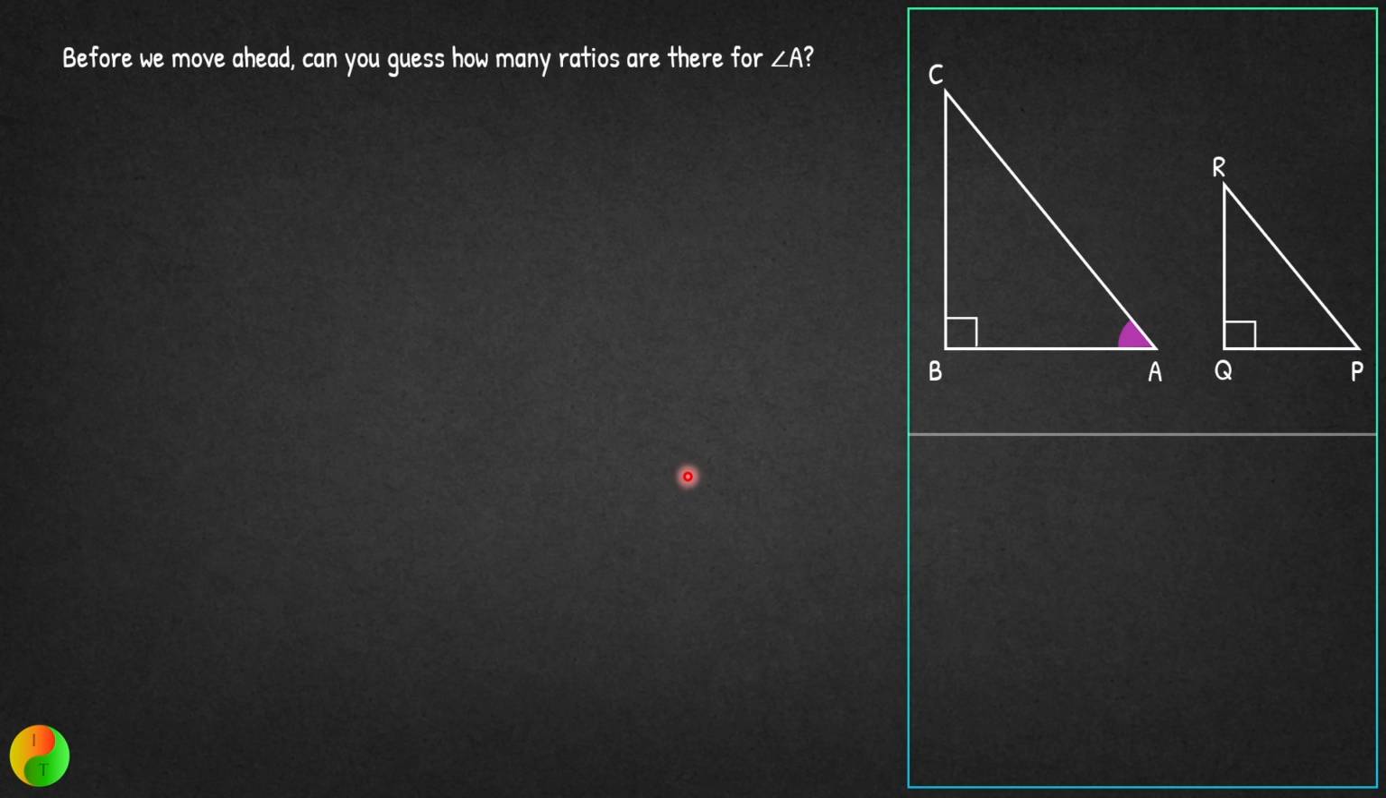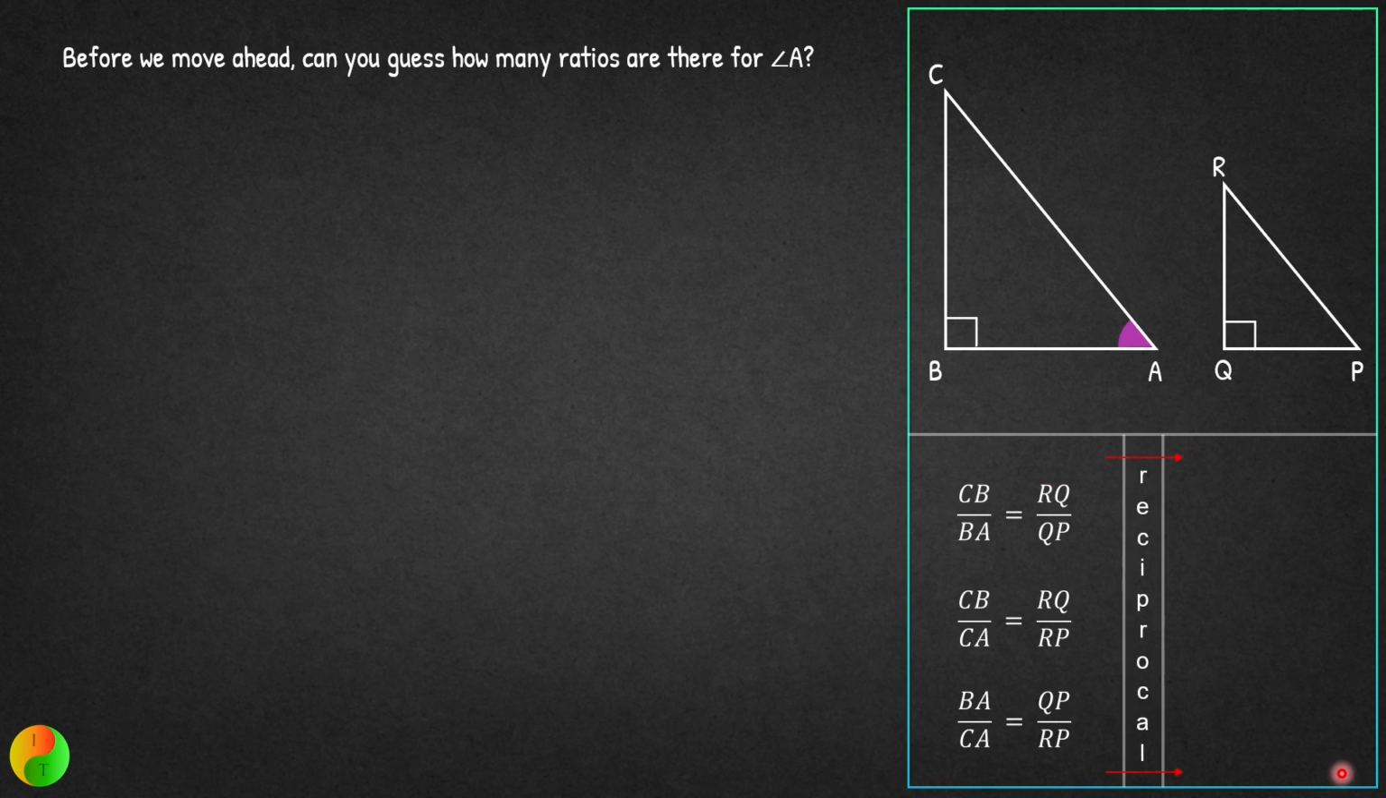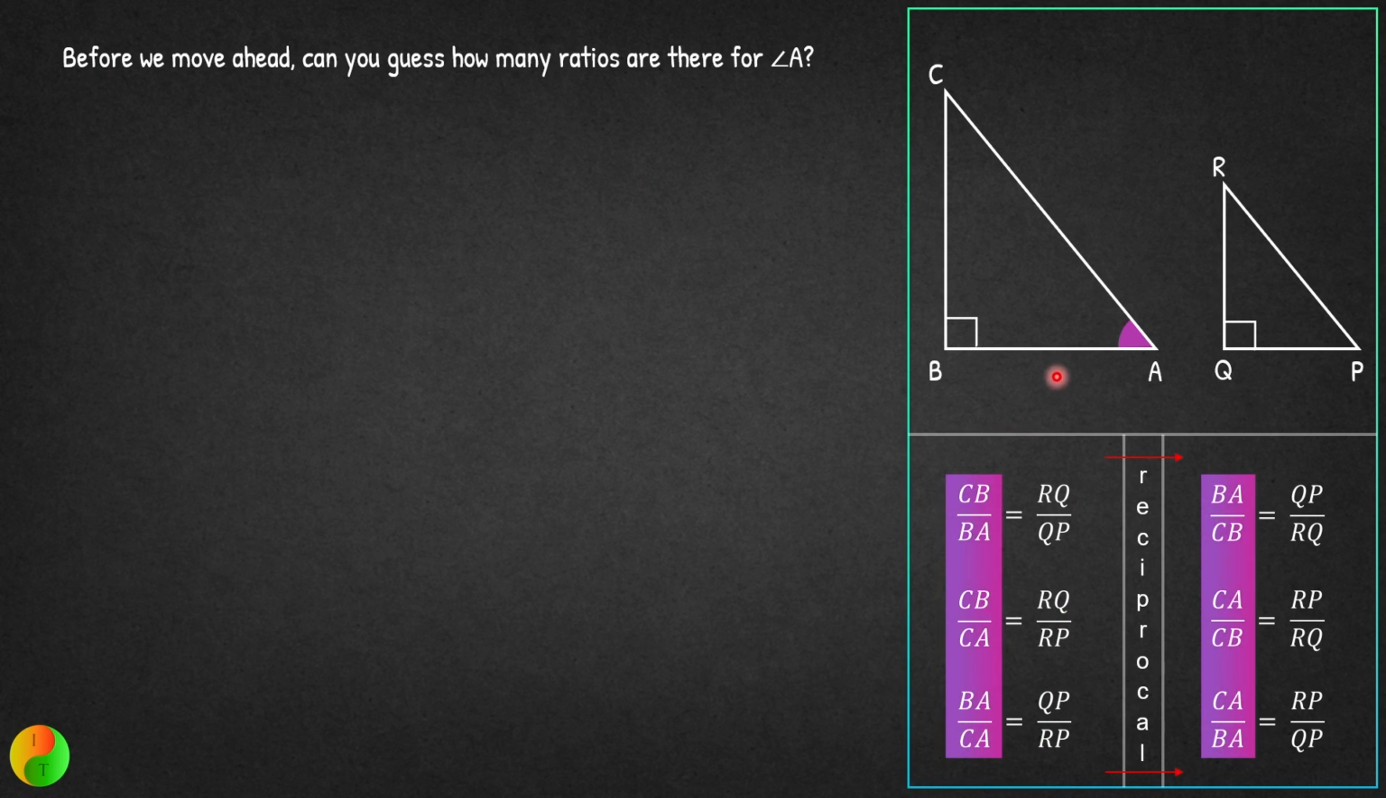Now before we move ahead, can you guess how many ratios are there for angle A? Here's a small hint for you. These are the ratios that we have just discussed, and if we take the reciprocals, we will get 3 new unique ratios. So now we have 6 equations. Now the answer to this question is the left hand side of all these 6 equations.